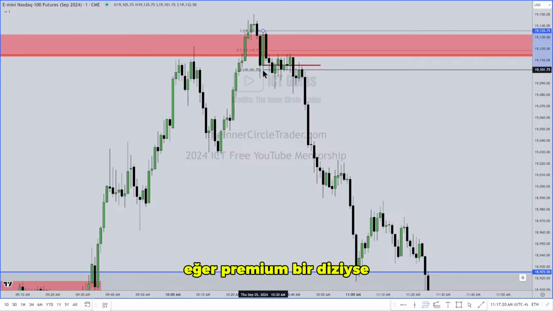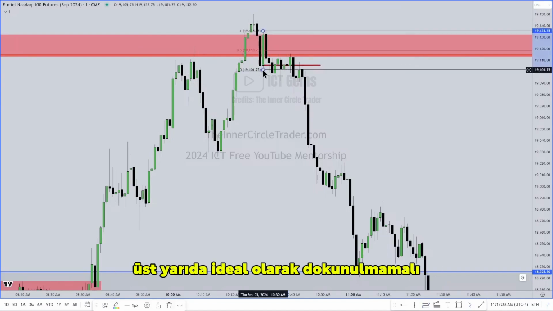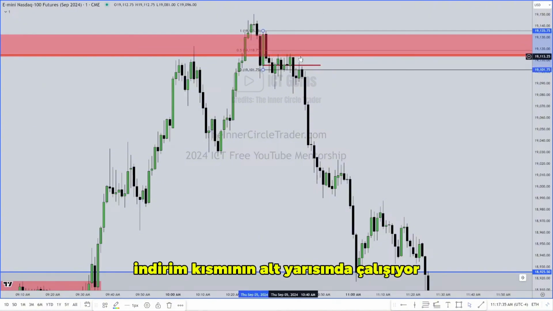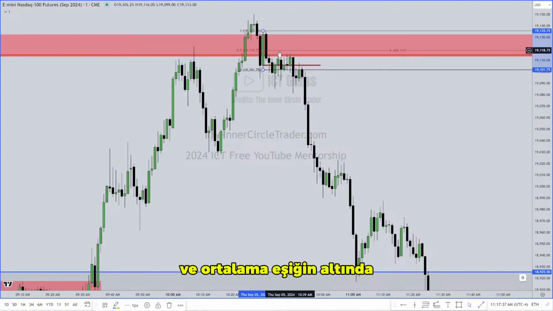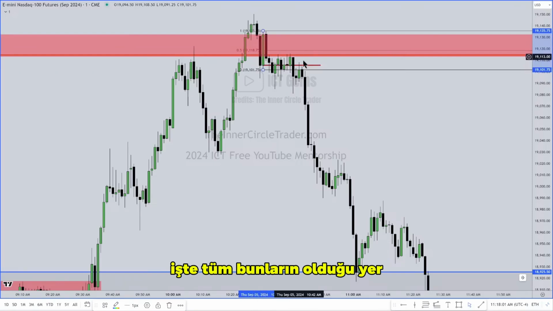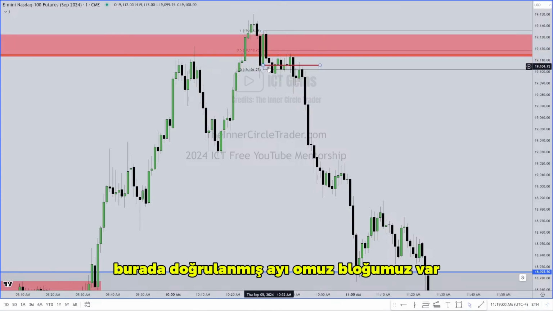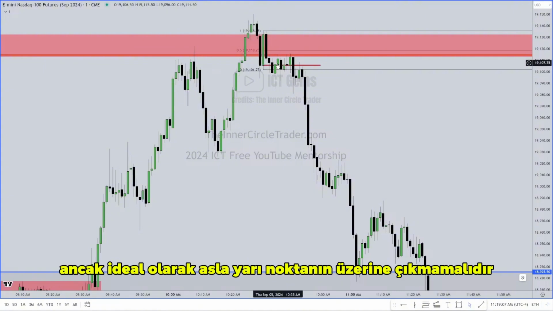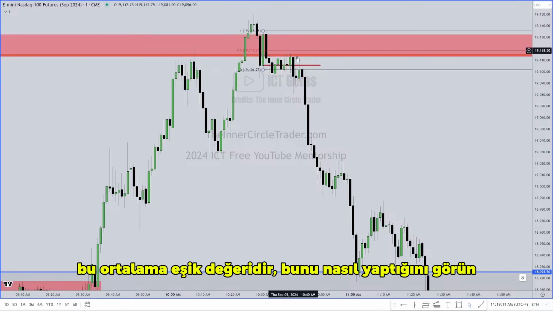If it's a premium array, we want to see the lower half of it utilized and the upper half, ideally, not touched. It's working the lower half, the discount portion, and it's under the mean threshold. If you're bearish, up-close candles at the halfway point and lower. That's where all of your institutional buying and selling is going to be weighed on. We have that bearish order block validated here. So that means from that opening price, anything above that is a potential entry. But ideally, it should never go above the halfway point, which is mean threshold. See how it's doing that?